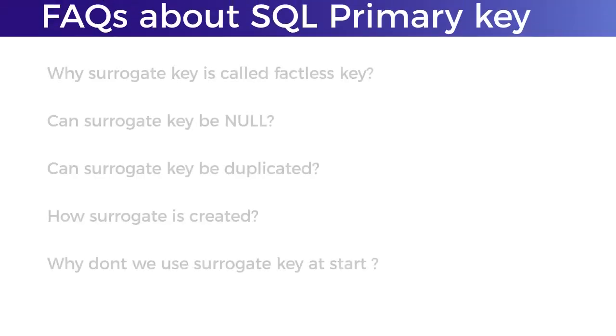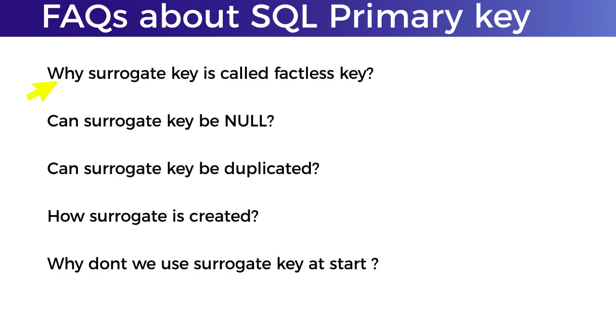Why is a surrogate key called a factless key? It's an automatically generated number, not a part of the record. Can a surrogate key be null? No, any primary key, either natural or surrogate, cannot be null. It will lose its meaning. The main prerequisite of being a primary key is to be unique and not be empty in any part of the column. Can a surrogate key be duplicated? No, it cannot be duplicated.